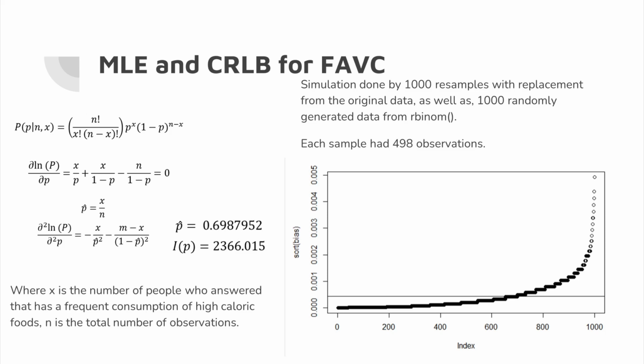Then, by doing a simulation of 1,000 resamples with replacement from the original data, as well as 1,000 randomly generated data from the rbinom function from R, and each sample having 490 observations, we can have the plot on the right. Our lower bound is the division of 1 by the Hessian, which is the line on the plot, and we can see that our data remains below that line until around 700. Given that around 70% of the data remains below the line, we can say that our results are correct.